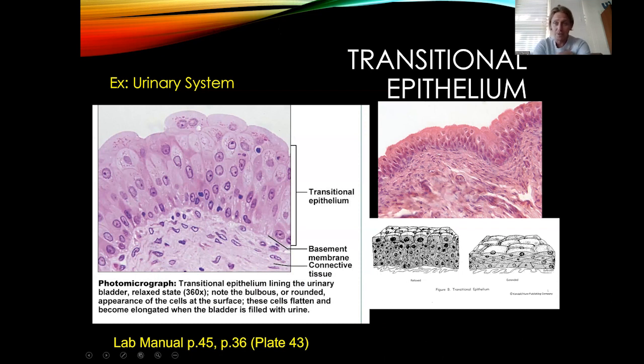And then the last epithelial tissue is your transitional epithelium. All right, so this is the one that changes shape depending if the organ's full or empty. And again, we really only see this in the ureter and bladder, a little bit in the urethra, but not much. But here it is empty.